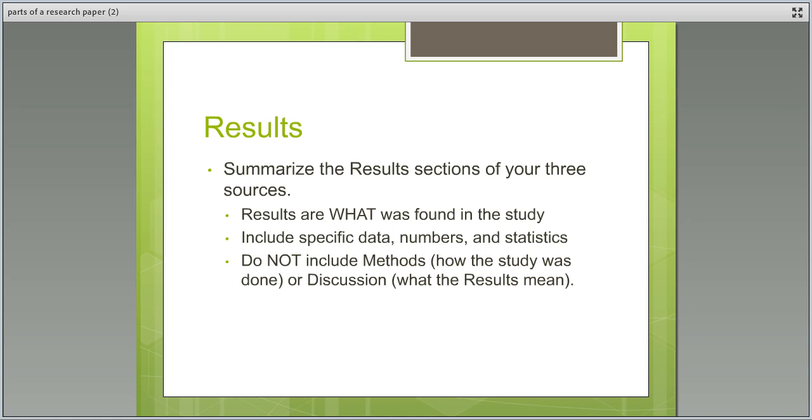So for this paper, you're going to summarize the results section of your 3 sources. Remember that results are what was found in the study, and you want to include specific data, numbers, and statistics. You do not want to include any methods. Remember, that's how the study was done. And you don't want to discuss what your results will mean. That is going to go into the discussion. You're simply reporting the hard data.